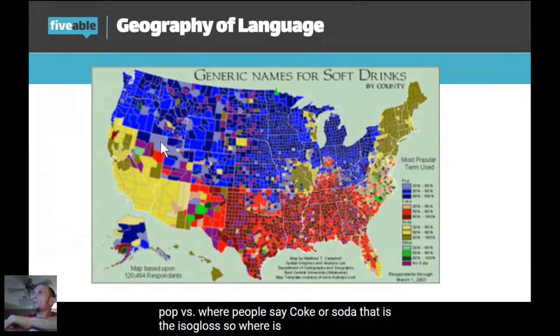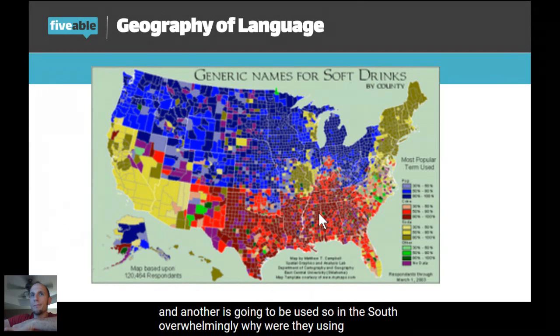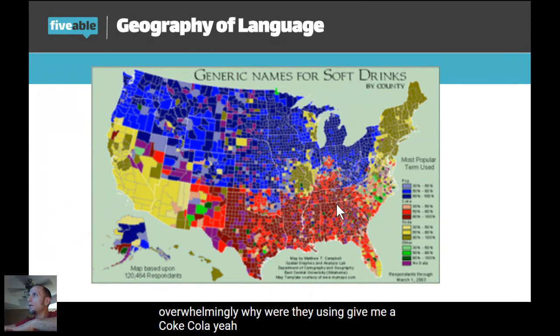So where is the isogloss on this map? It is the boundaries that exist between the counties where one word is going to be used and another is going to be used. So in the South, overwhelmingly, what word are they using? They're using, give me a Coke. Give me a Coca-Cola. You know? I'll take one of them Coca-Colas.